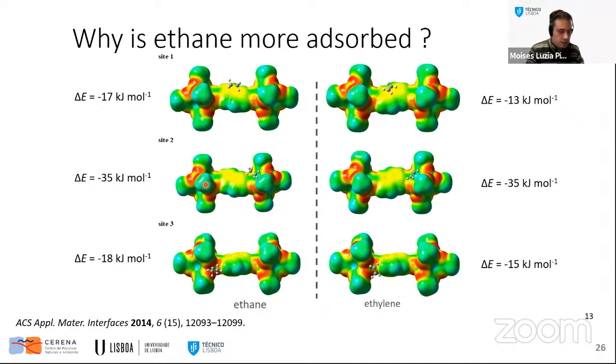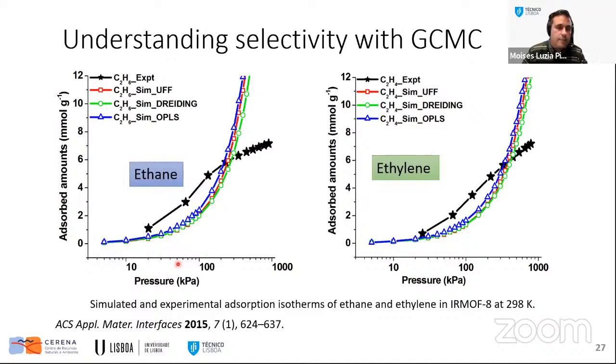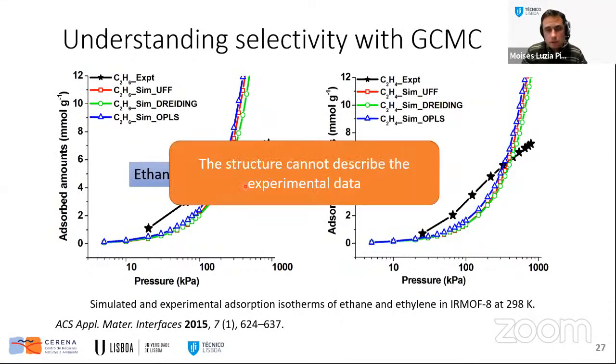What happens is that later on, when we tried to model the ethane and ethylene adsorption using GCMC, to obtain the isotherms, we understood that the model we were thinking of initially was not giving the proper description, as you see here. These are the experimental points, and these in here are the calculated ones. Even using different potentials to run the simulation doesn't change this. So the problem was conceptual. The structure cannot really describe the experimental data.